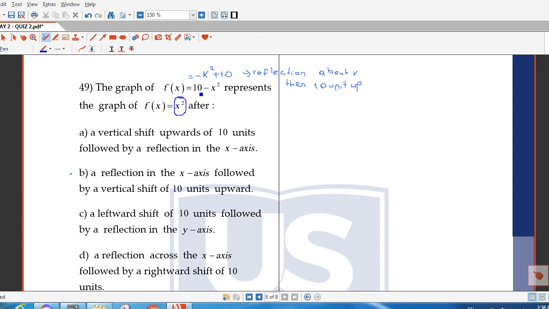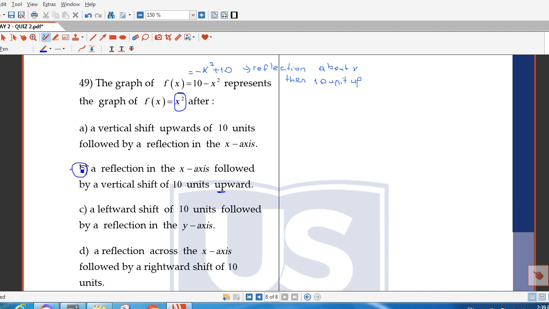X squared is our parent function. So which transformation is done to get 10 minus x squared? 10 minus x squared can be written as minus x squared plus 10. So order is, first reflection is done, then there is a shift 10 units up. Reflection in the x-axis followed by the vertical shift of 10 units upward. So answer is B in this question.